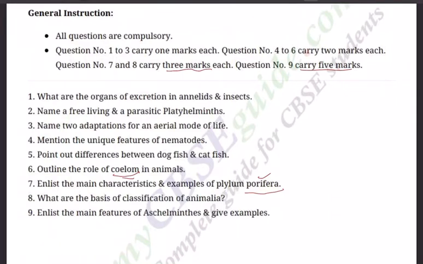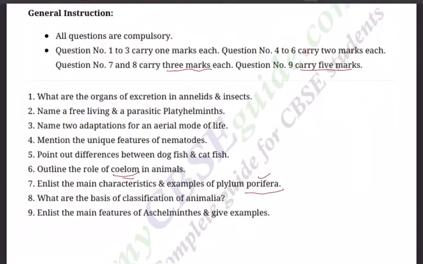Aschelminthes. See, sometimes you expect Arthropoda, you expect Annelida, and you prepare for the exam, and suddenly questions like this will come. Aschelminthes will come. So you are disappointed. Why? You expected something and you got something else. So for that, what is the solution? Expect the unexpected. This is the way you need to prepare for the exam.